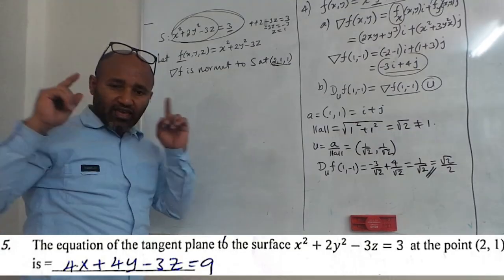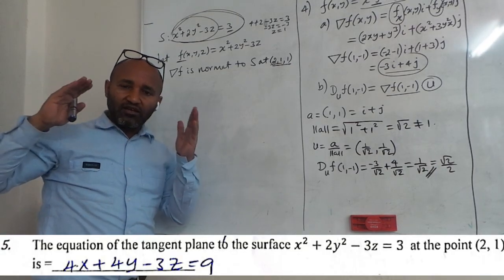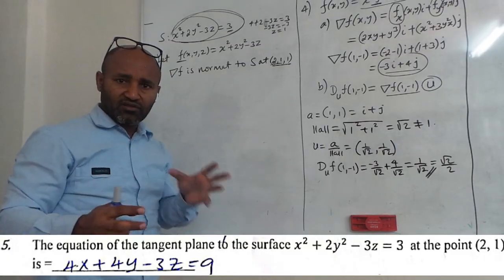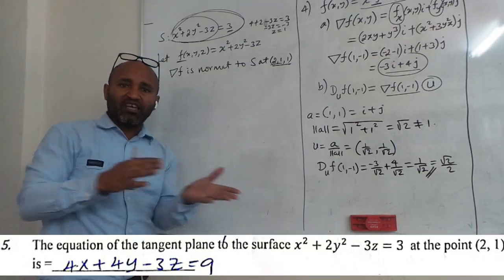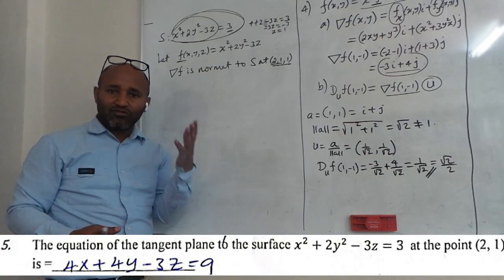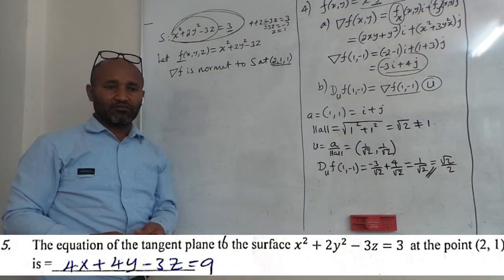Now what is the question? The question asks for the equation of the tangent plane. So what are the necessary conditions we need to have, the very important conditions, and the important points that let us find the equation of the plane?